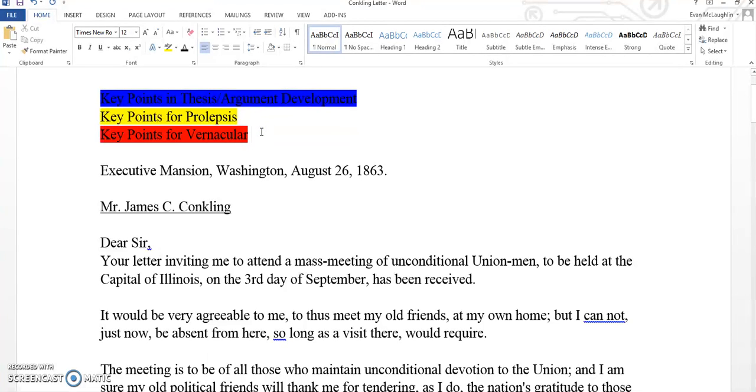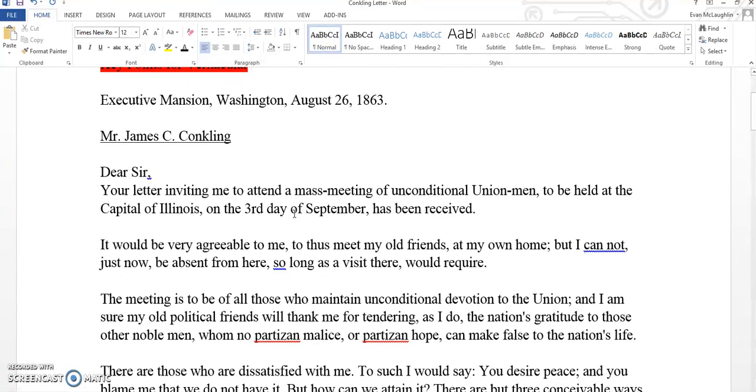Points highlighted in red are Abraham Lincoln's use of vernacular, or the common everyday language which Lincoln used to convey his message simply and really on point to get his audience to agree with him. But before we begin analyzing this document at large, I'd like to take a minute just to talk about the context, because the context really informs Lincoln's argument, as well as why he has to use those two particular rhetorical elements to get the audience on his side.